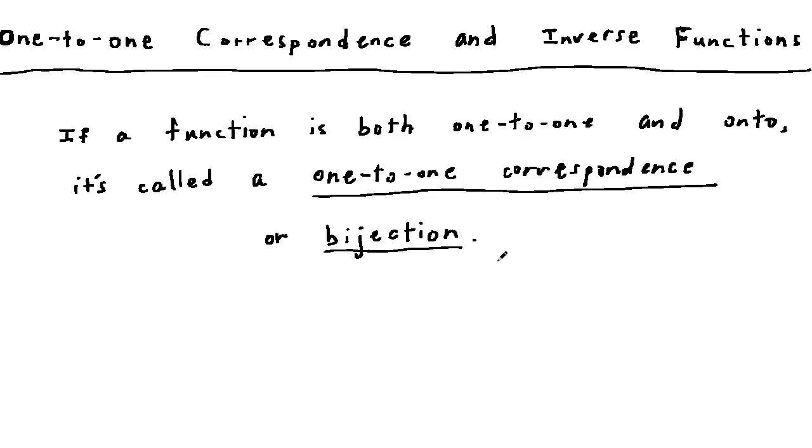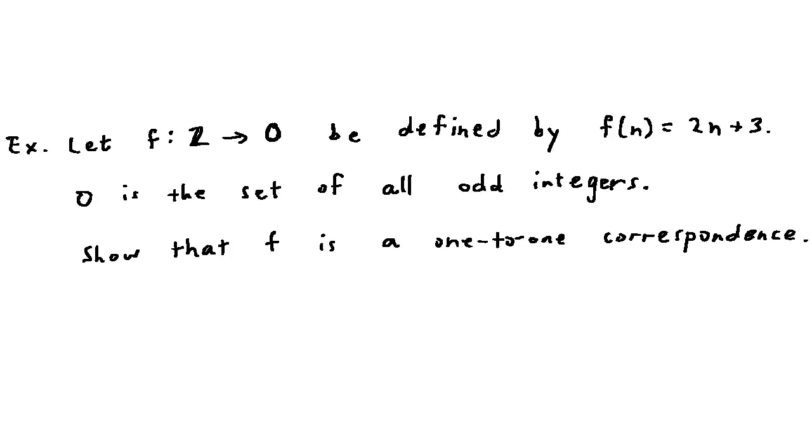If a function is both one-to-one and onto, it's called a one-to-one correspondence, or bijection. Let's do an example. Let f from Z to O be defined by f(n) = 2n + 3. O is the set of all odd integers. Show that f is a one-to-one correspondence.